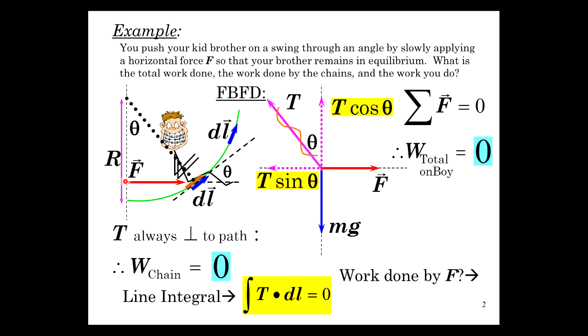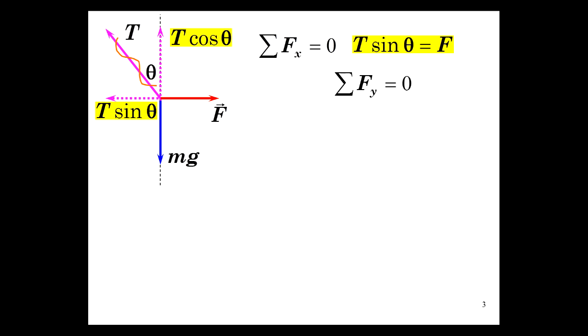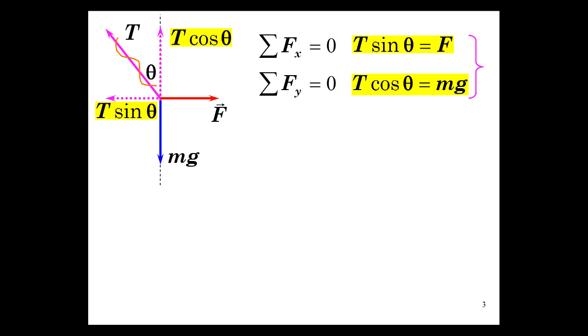The interesting part is, what is the work done by you in pushing it? Because you can see there's a displacement in that direction as well. So what is the work done by the force F? Here's the free body diagram. So let's develop this a little more. Recognizing that the sum of the forces in the x is 0, T sine of theta equals F. The sum of the forces in the y is 0, meaning T cosine of theta is mg.